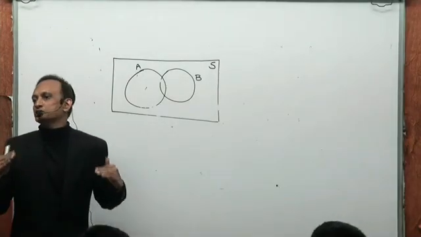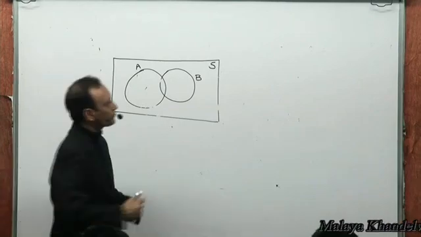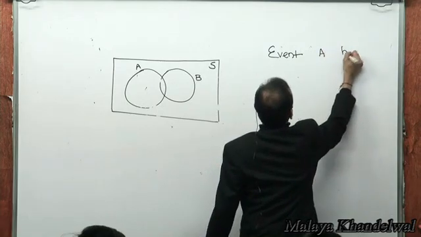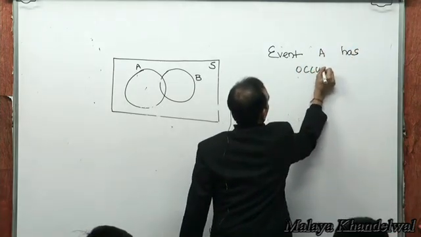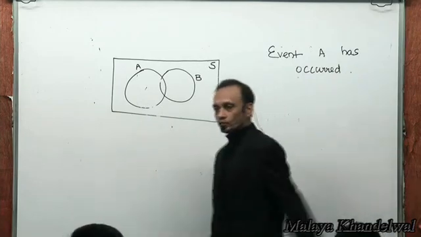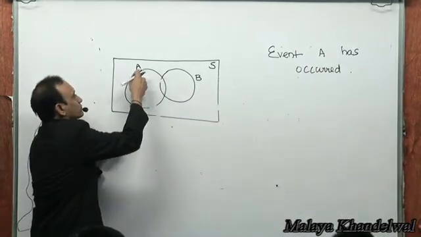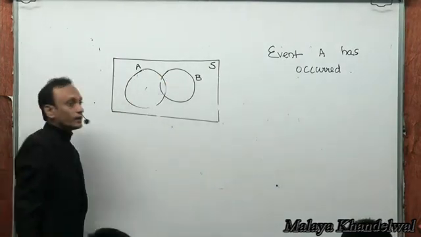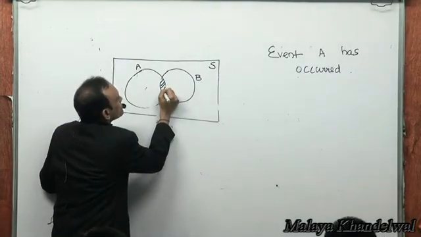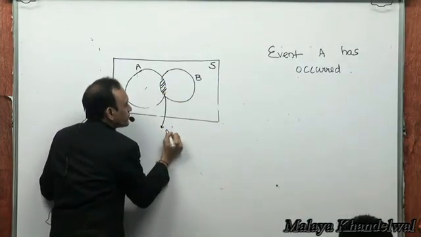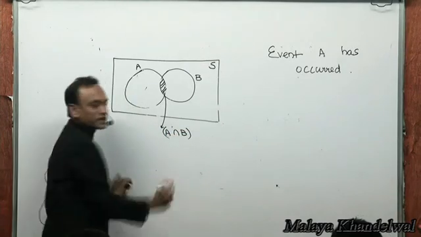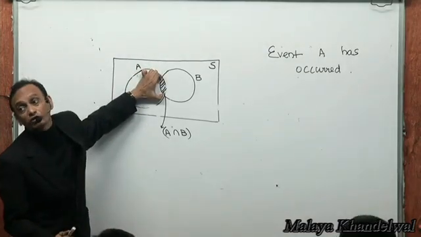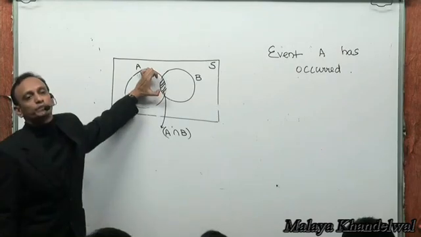Sometimes we know that a certain event A has occurred. That means I know that something here has happened. This designates event A. Now, this portion is A intersection B, that part of A in which B has also occurred.